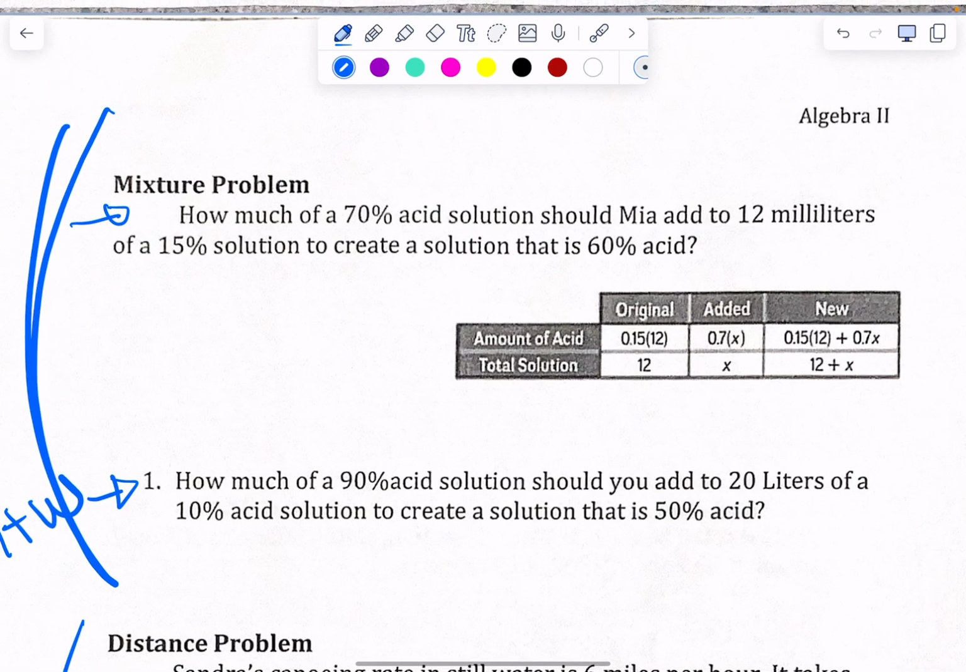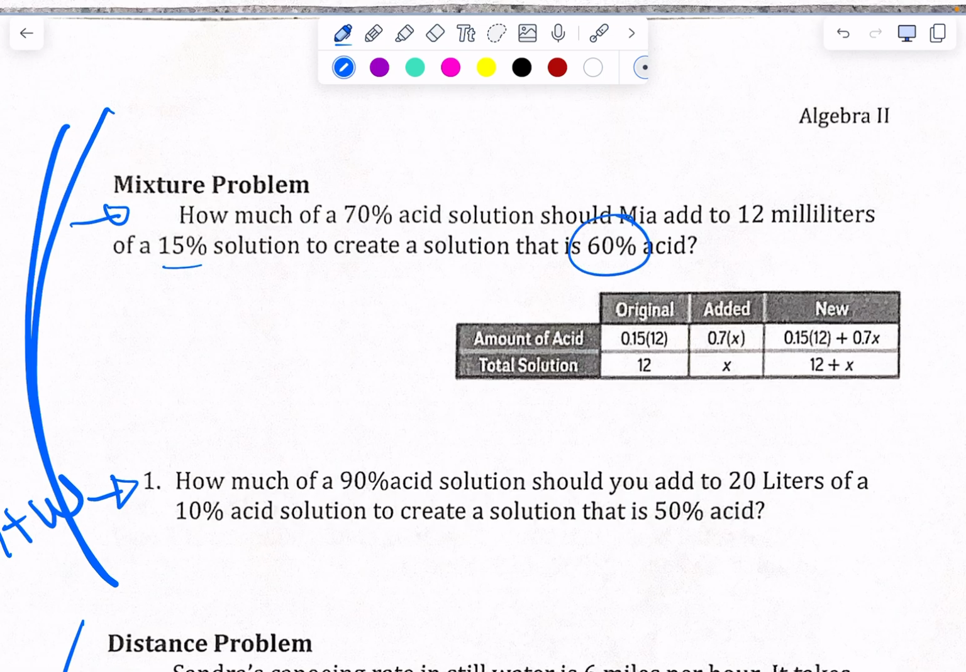Here's how this works. You guys have seen these problems probably before. I'm going to show you how this is idiot proof. It's like writing the equation out, figuring out what you need to add, blah, blah, blah. So you've seen problems like this before. It's idiot proof. That means everybody can do it. Okay? I didn't say who the idiots were, all right? How much of a 70% acid solution should we add to a 15% solution to raise it to 60%?